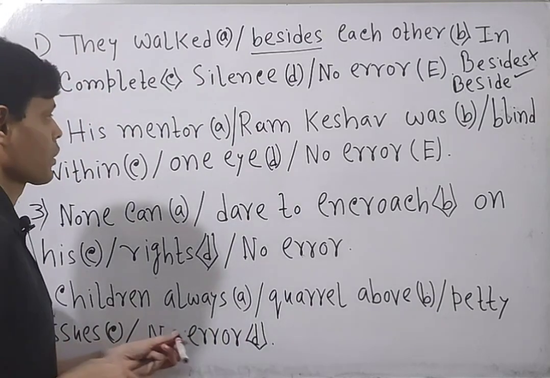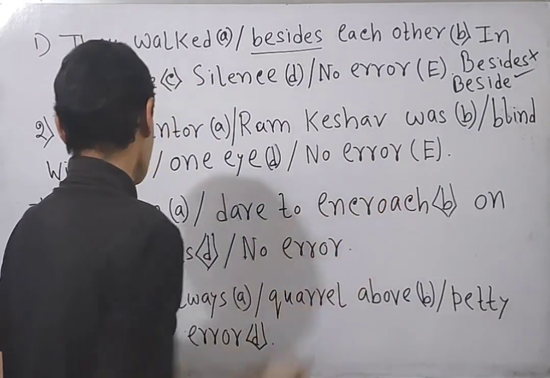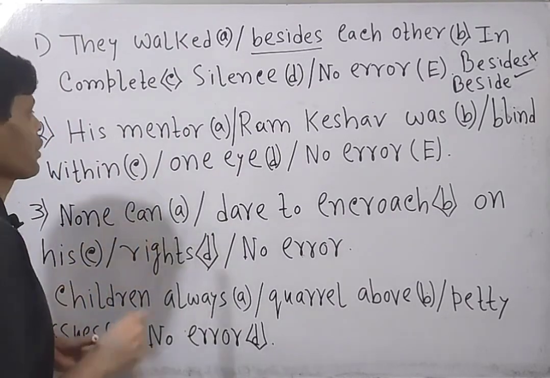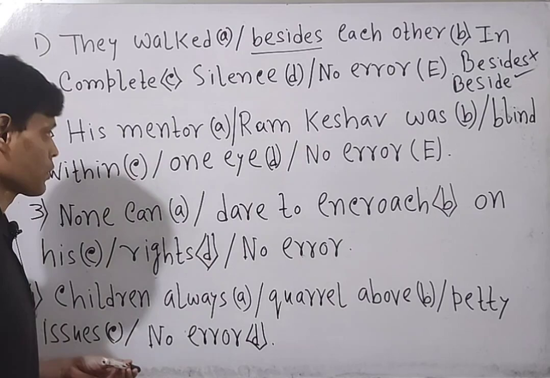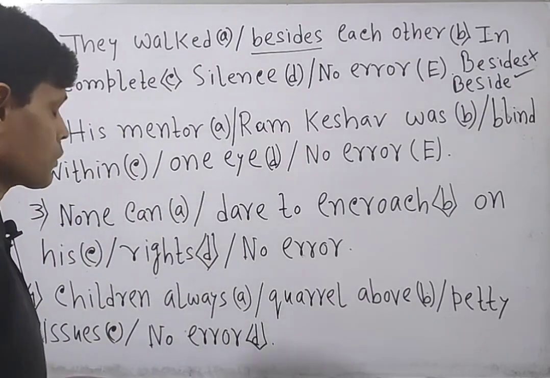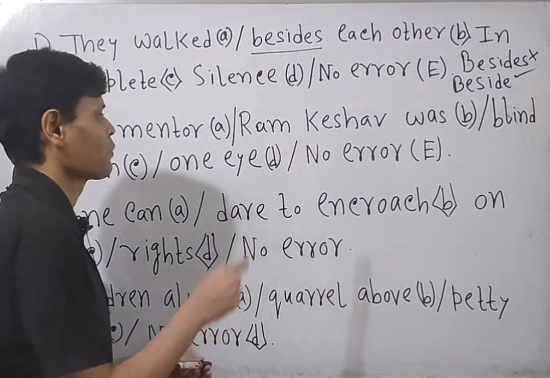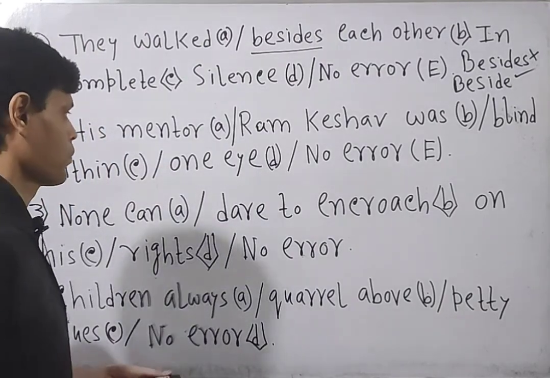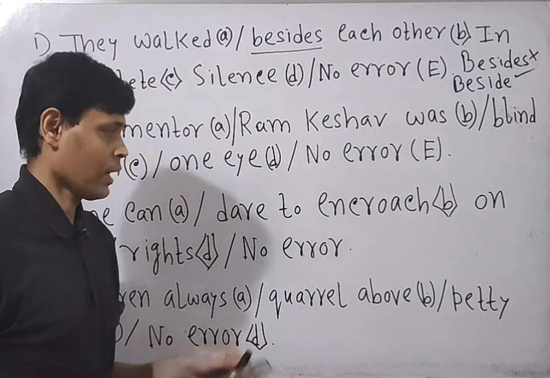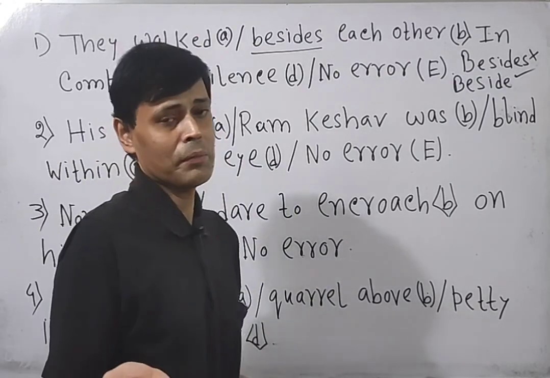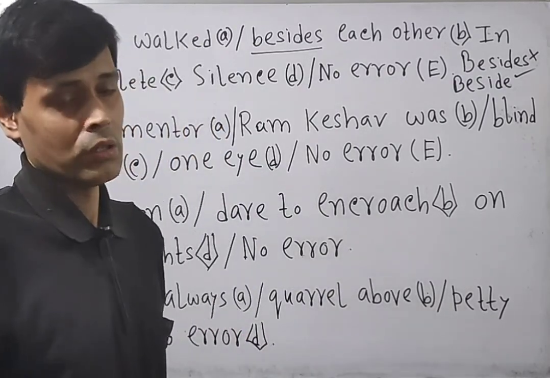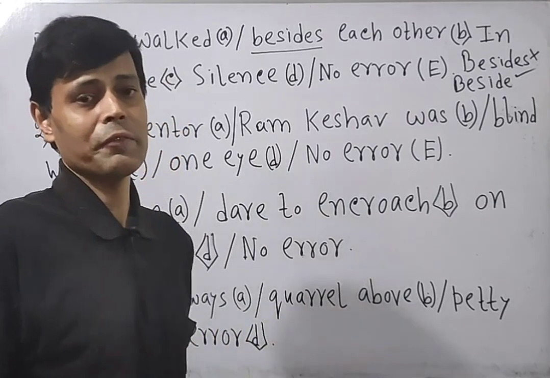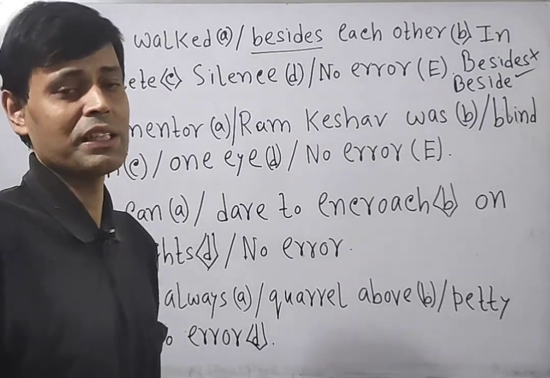His mentor Ram Keshav was blind within one eye. His mentor Ram Keshav, here the subject is mentor, not, you can say Ram Keshav, not mentor. His mentor Ram Keshav, here is the subject, and was is functioning here as the main verb, although in books you will find was as the auxiliary verb, but everything depends on the sentence construction or syntax.